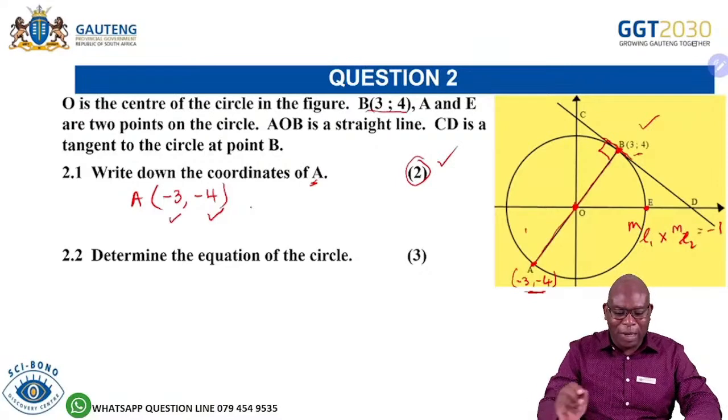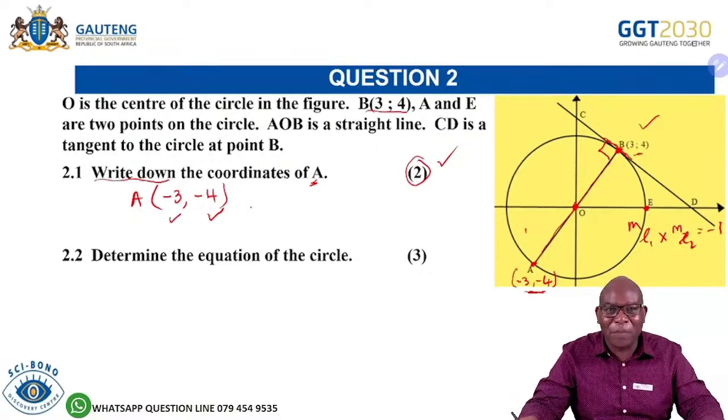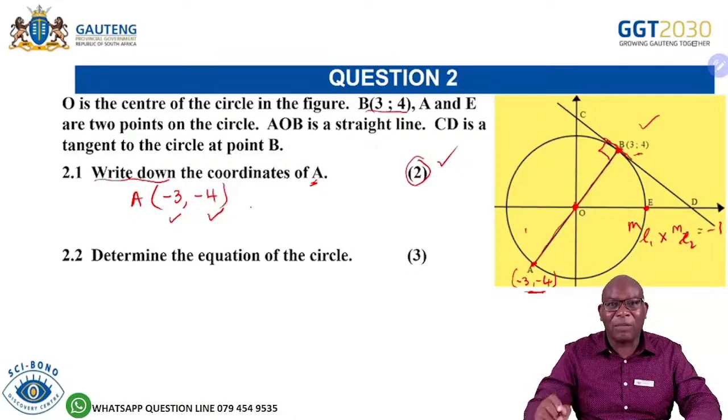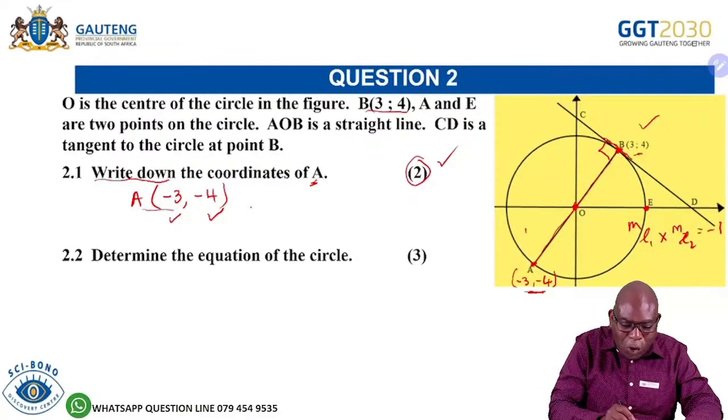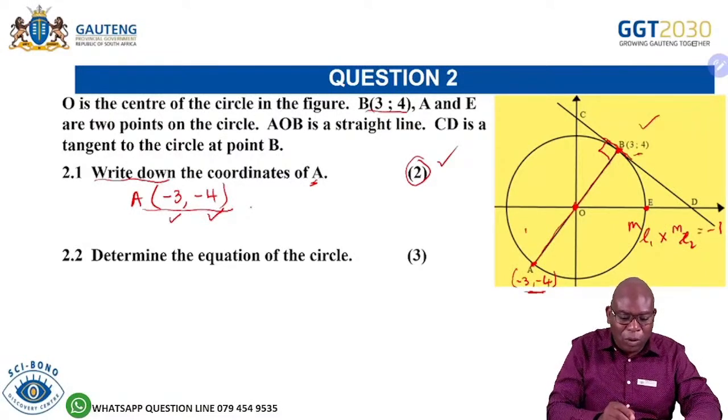No problem. And you can see the question says write down. There's nothing to calculate. I'm just writing down. I go to my diagram, check my diagram, just write down the value of A. The coordinates of A. And these are called coordinates. There must be an x value and a y value. No equal sign in between here, please.